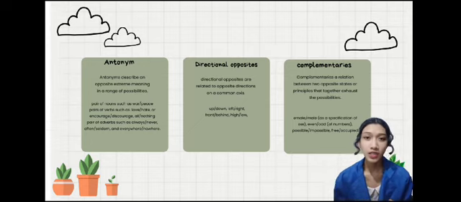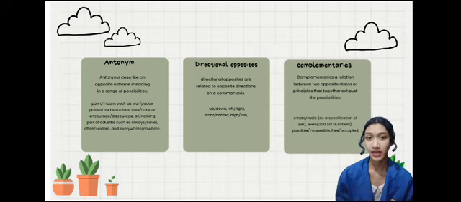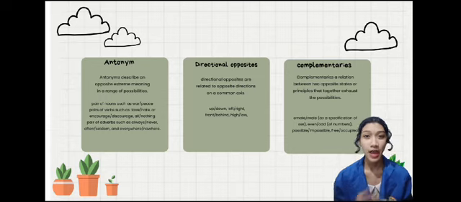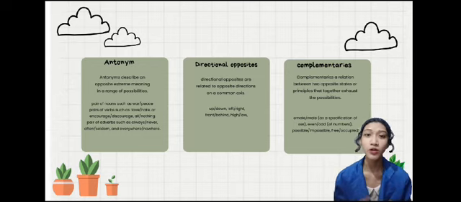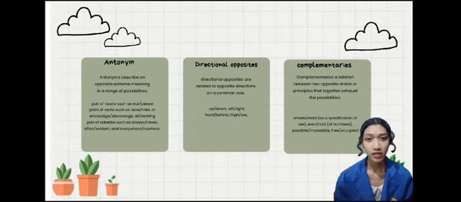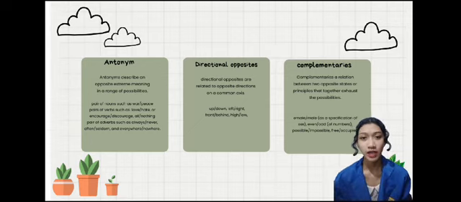Complementaries. Complementaries are a relation between two opposite states or principles that together exhaust the possibilities. It's an ungradable opposition. Complementary more typically occurs with nouns. Examples are female and male, possible and impossible, and free and occupied.